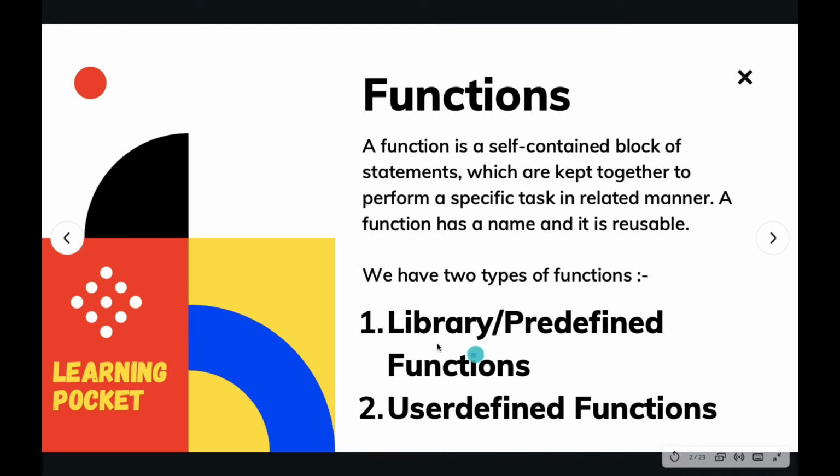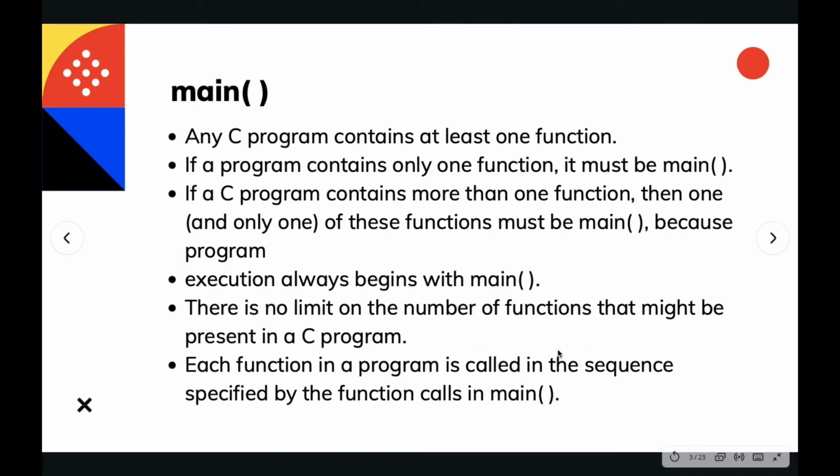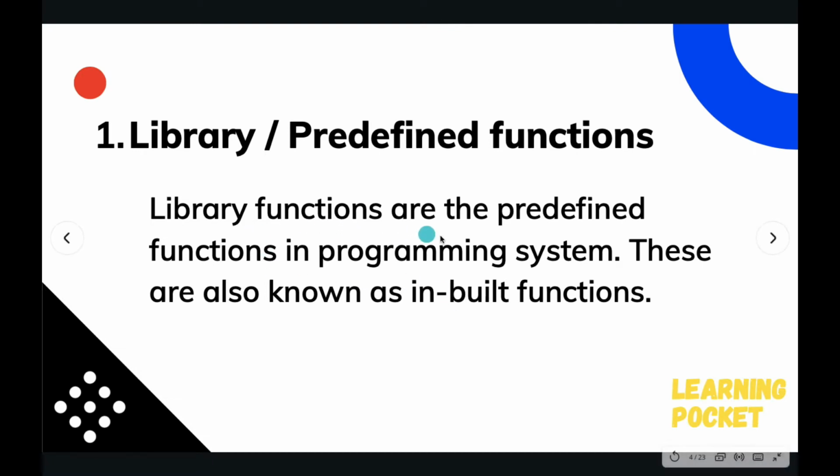The very first of the two types of function is the library function, also called a predefined function. The definition says library functions are predefined functions in a programming system. These are known as built-in functions. You can say they are functions pre-written by some programmer or some company. Someone has written their definition for us, and we are directly using them in our program without any hesitation or any issue.